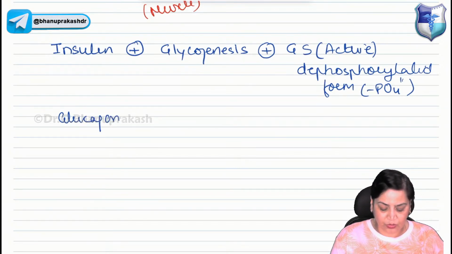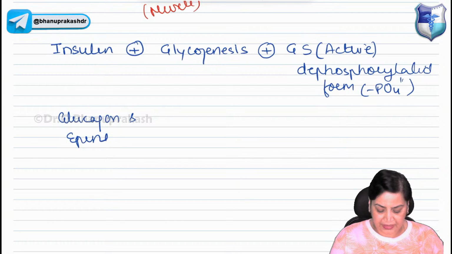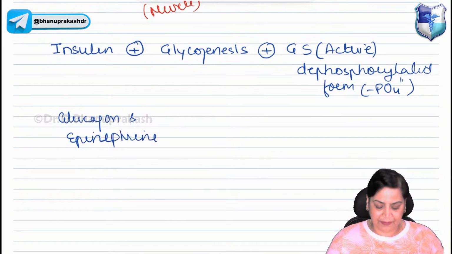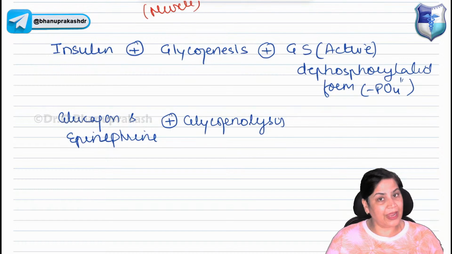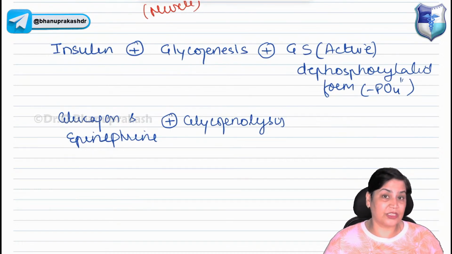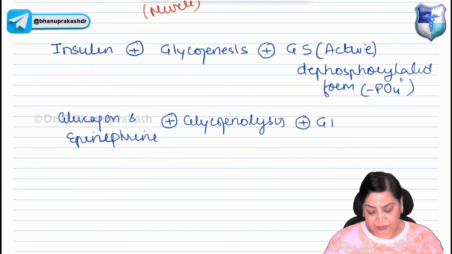And then glucagon. Always remember glucagon and catecholamines, I will just take the name of epinephrine. So glucagon and epinephrine, they accelerate the process of glycogenolysis. Right? How can they accelerate the process of glycogenolysis? By making glycogen phosphorylase active.